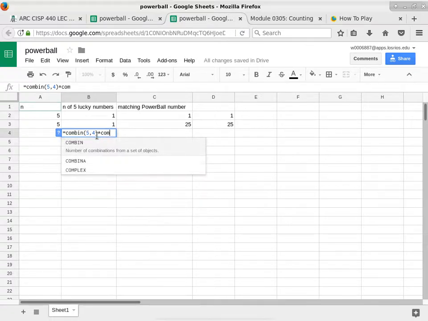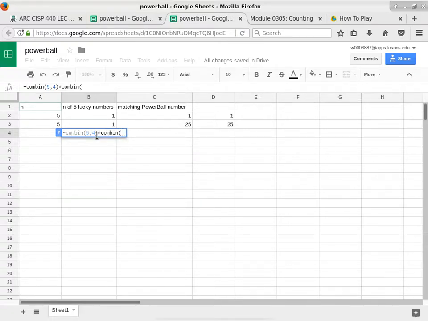So now you have to say, how many unlucky numbers do we have? 69 minus 5, right? Because out of the 69 numbers, 5 are lucky numbers. The rest are quote unquote unlucky numbers. So you have 64 unlucky numbers from which you're only choosing one of them. Let's stare at this equation for a moment and make sure that we understand what it means.